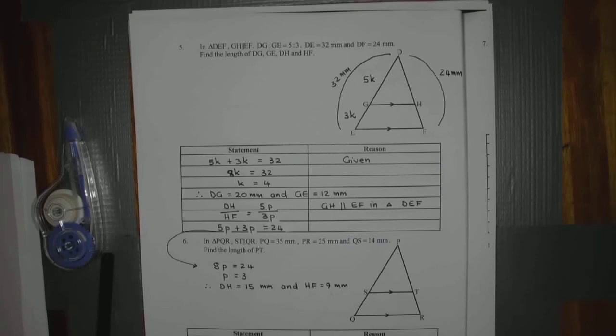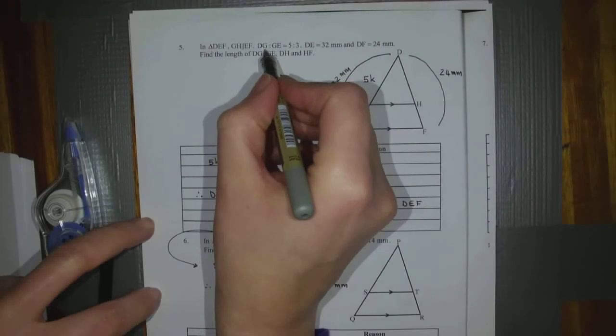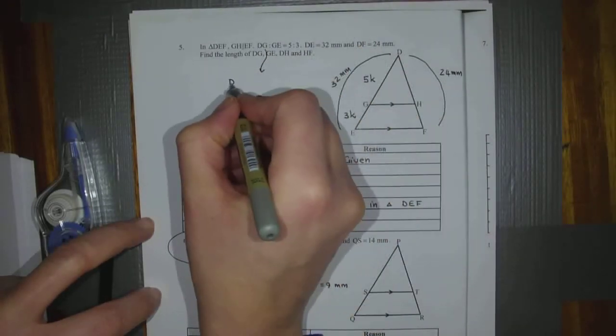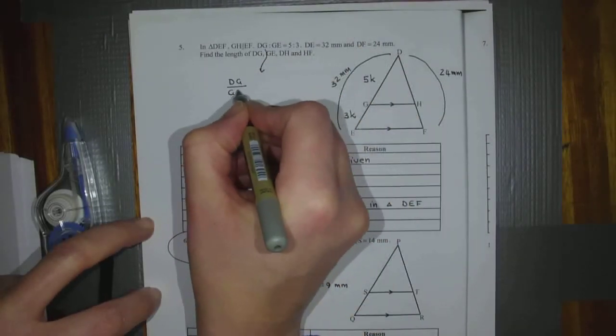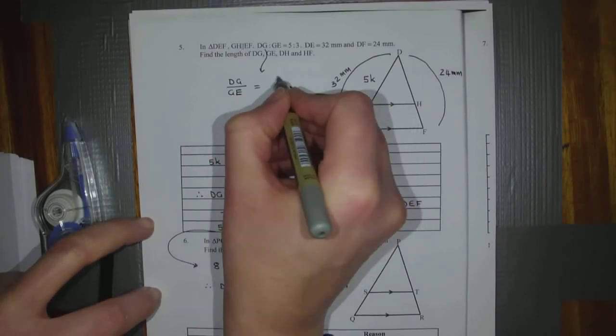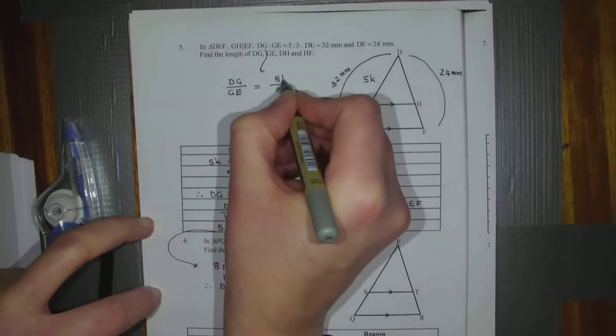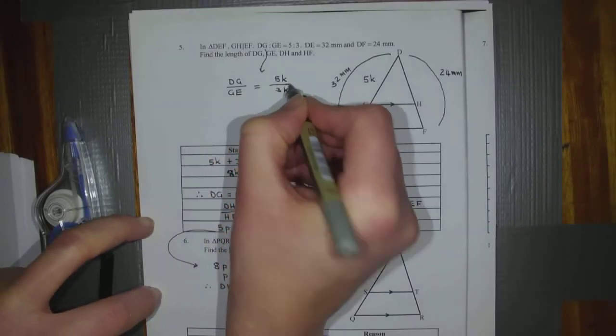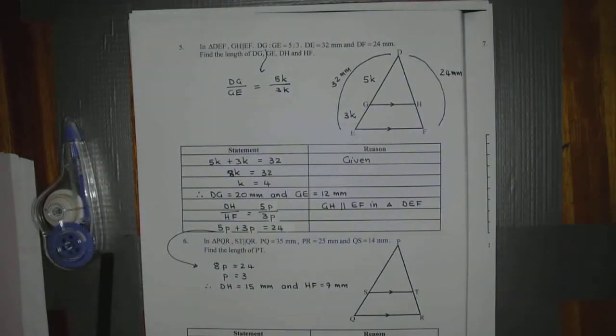So the moment you have that 5 to 3, it means DG over GE is equal to 5 over 3, and I just used k as my common multiple, so 5k over 3k. You don't have to write that, by the way. That is given. So because it's given, you can immediately write the 5k and 3k on the diagram. Okay, so I wrote that down. That means that 5k plus 3k is equal to 32.